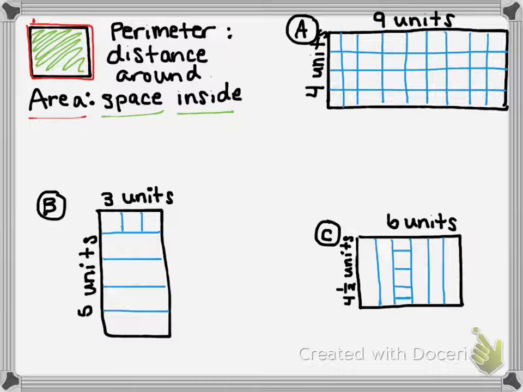Whenever we find the area of a rectangle, we use one formula. This formula is area equals length times width. I'm going to write that out for you. Area equals length times width.